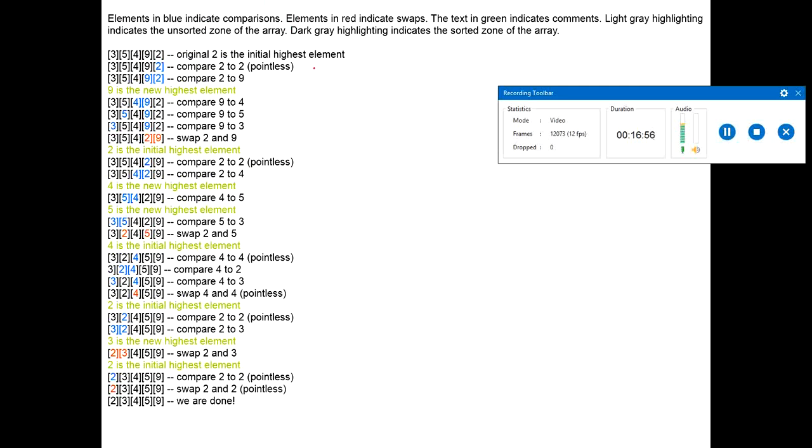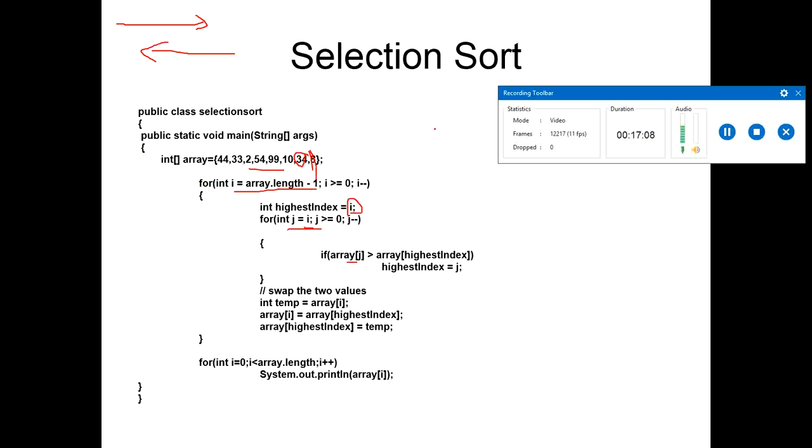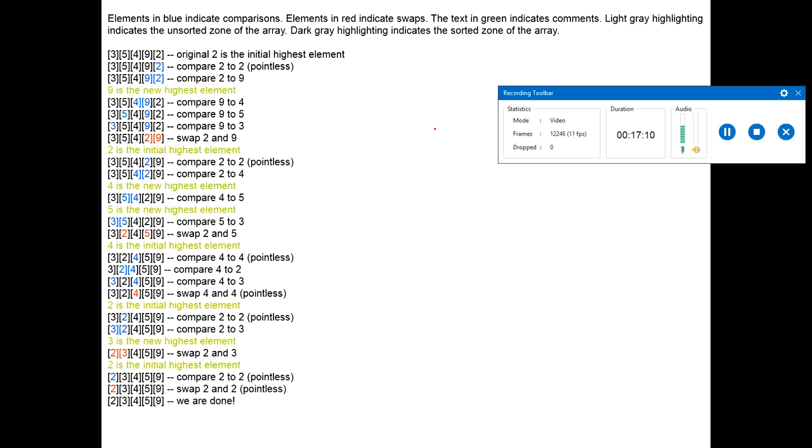Alright, so now we start with this. This is my array 3, 5, 4, 9, 2. As we discussed, we are going to start from the back of the array and then move forward. So we start with I equals array length minus 1. This is my last element, and we assume that this is the highest element. That means at this point my array is sorted. The elements of the array are 3, 5, 4, 9 and 2.